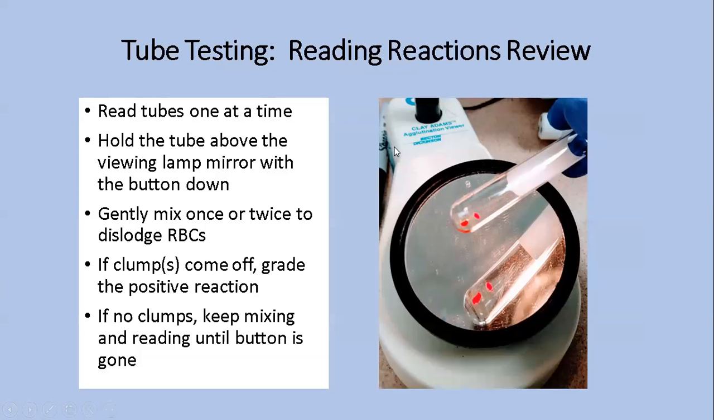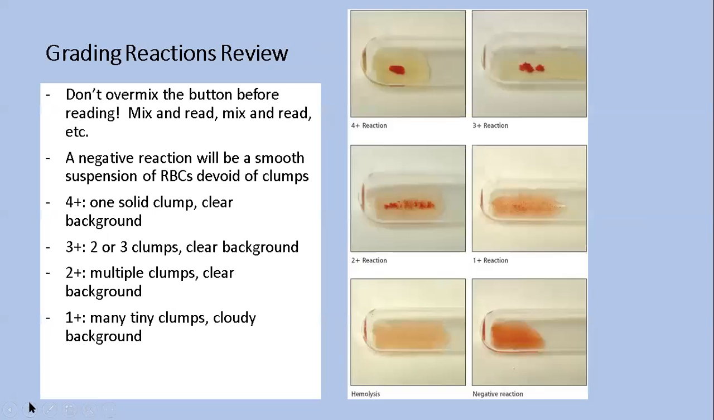And so a lot of these pictures are going to look familiar. When we're reading, remember with tube testing, I say button down in the mirror. And so here you can see the button is down in the mirror, and you can see that with some gentle mixing, this is our 2+ reaction. We would have to keep suspending that button until it was fully off the bottom, and with negatives, it's going to be a smooth suspension.